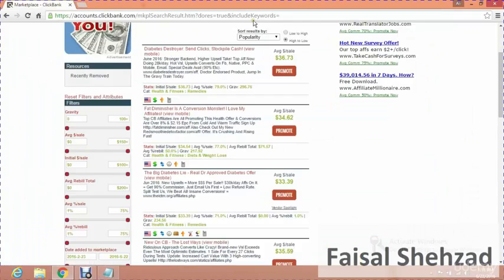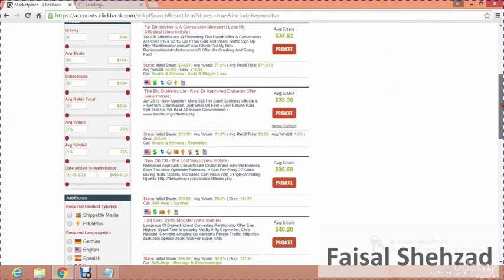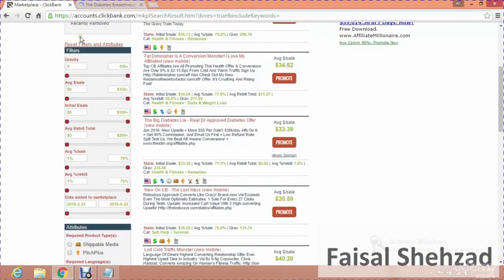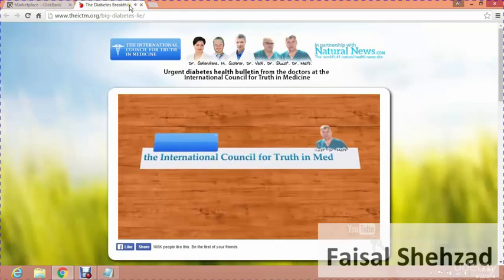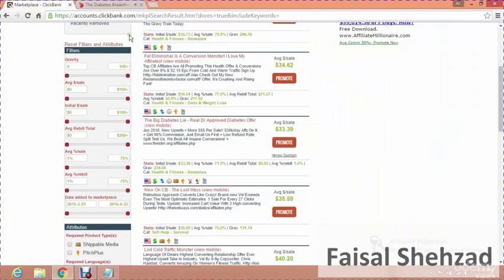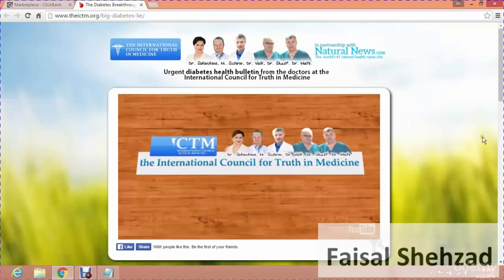Okay, the second product which we are going to get is Diabetes Live. If we look at this, also we will filter our products through this filter. We are going to get 3 old products and 2 new products, in which we are going to start our case. So here is the second.